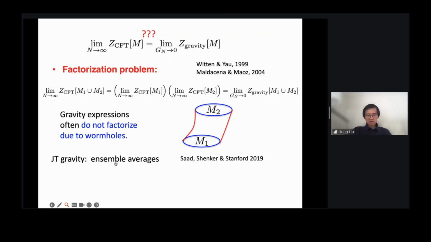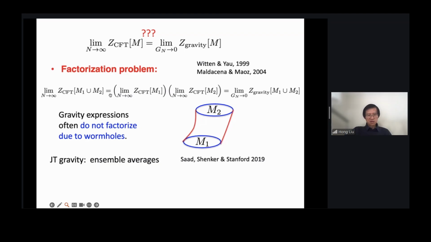So this problem is in some sense, quote unquote, solved in JT gravity, in low-dimensional gravity, where it's shown that JT gravity, which is defined by the gravitational path integral, actually is equal to an ensemble average on the CFT side. And so in the ensemble average, when you do the average on this disjoint manifold, the CFT side does not have to factorize anymore.